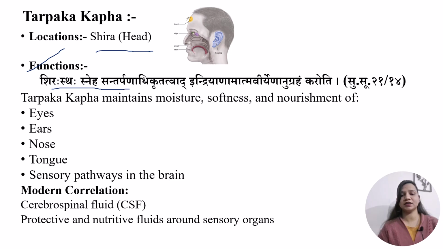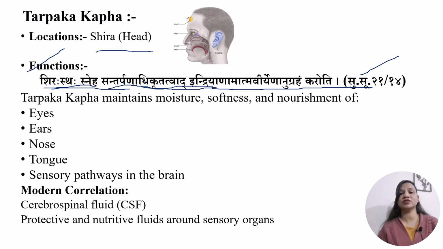शिरस्तः स्नेह संतर्पणा अधिकृत्वाद इंद्रियाणाम आत्मवीर्येण अनुग्रहं करोति. This shlok also came in the Sushruta Samhita, which tells the functions of Tarpak Kapha. So this shlok means that Shirastah Sneha, the Sneha residing in head, which is Tarpak Kapha, Santarpanat Adhikrutvat Indriyanam.